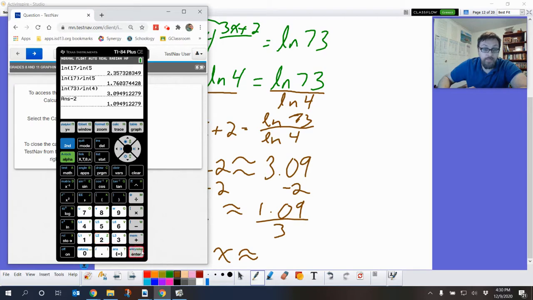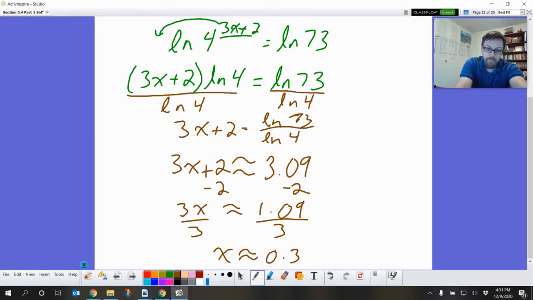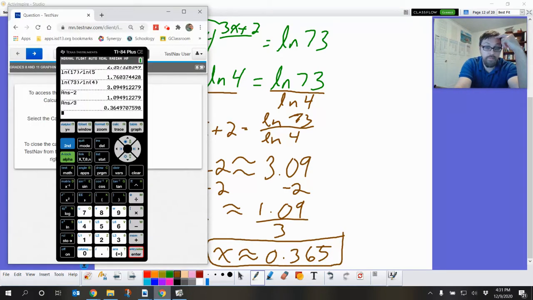So minus 2. Okay, so now there's that 1.09. And then I can also divide that by 3. So there is my exactish value. It does round closer to the end, but it could mess up some of these later decimal places. Sometimes it does, sometimes it doesn't. Depends upon the problem. But that is a more precise way of getting that exact answer. So x is approximately 0.365. I said that wrong, but you can see it on the screen.